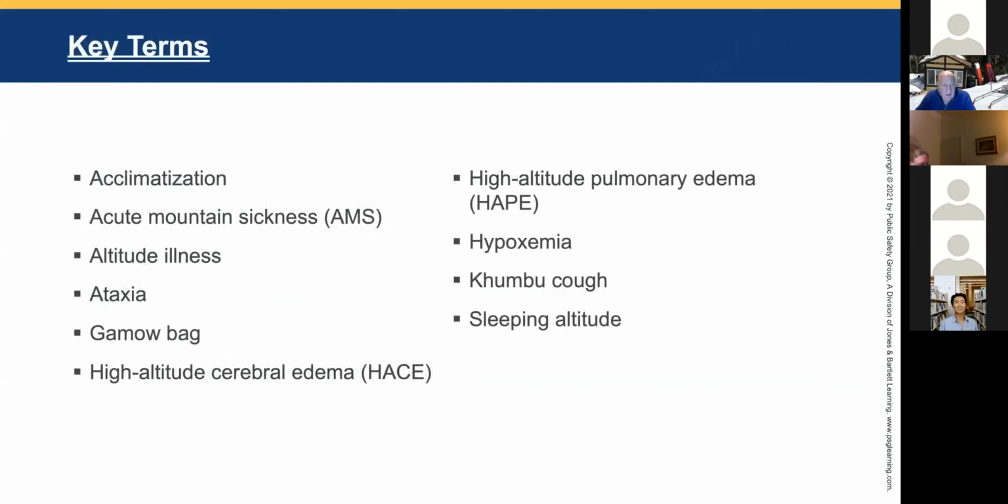We're also going to talk about acclimatization. These are key terms: altitude illnesses, ataxia, Gamow bag, high altitude cerebral edema, and pulmonary edema.